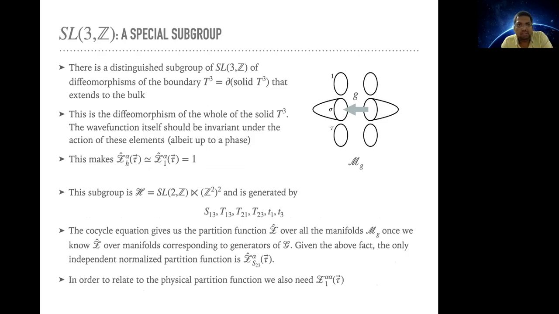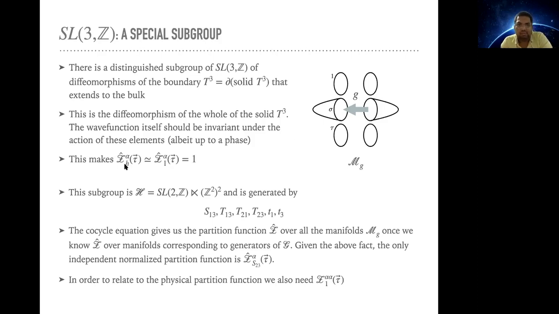And now in this SL3Z, there is a very special subgroup that one should recognize. This subgroup is the subgroup of large transformations of T3 which can be extended into the bulk. So in effect, it is the subgroup of those group elements which are large transformations not just of the boundary, but of the entire half space, meaning not just of T3, but of the entire solid T3. If that is the case, then the wave functions associated to a particular state under this special subgroup must go to themselves, because this is just a large transformation of this entire geometry itself. It should go into itself.